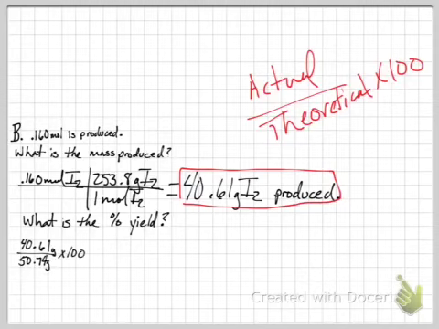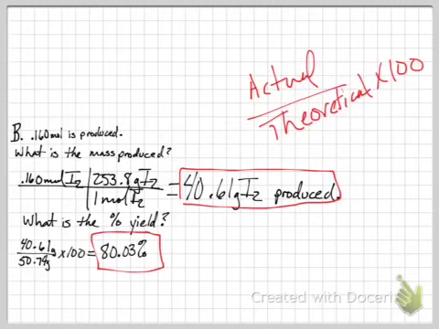Our theoretical yield is how much we said we produced on the previous page with our limiting reactant, which was 50.74. So we just divide 40.61 by 50.74, multiply by 100, and get a final answer of 80.03%. So this would be our percent yield for this reaction if we produced 40.61 grams.